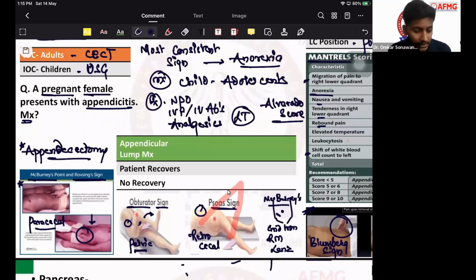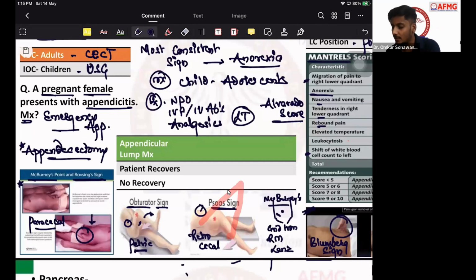Very good. Please remember the management, because in cases of pregnancy, it is already an immunocompromised condition and there is a high chance of perforation or rupture of the appendix. Therefore, in cases of pregnancy, if a patient presents with acute appendicitis, the management is always emergency appendicectomy. Remember. Okay, no issues with this.